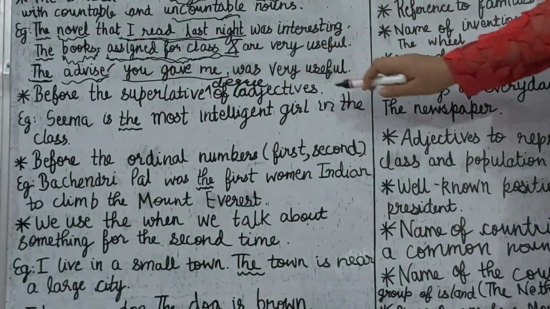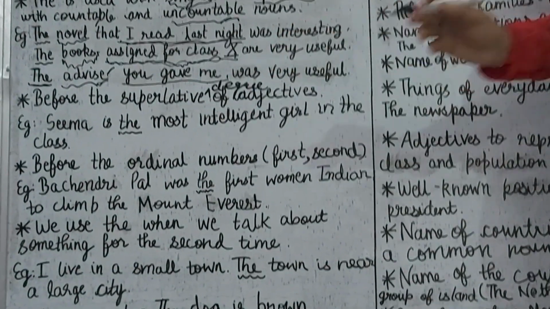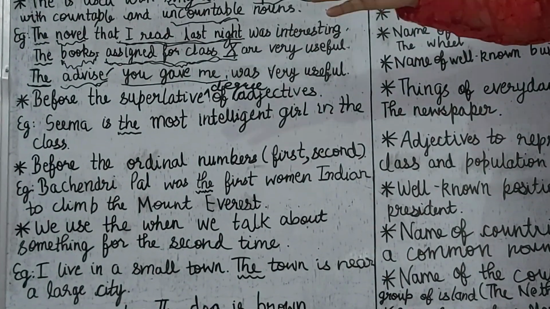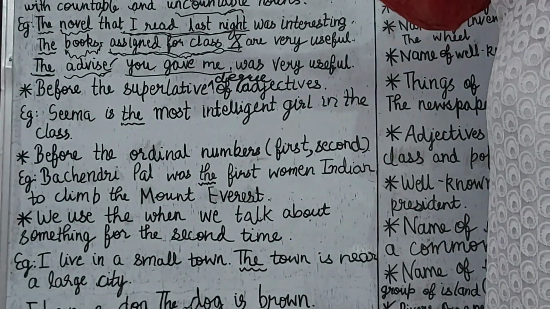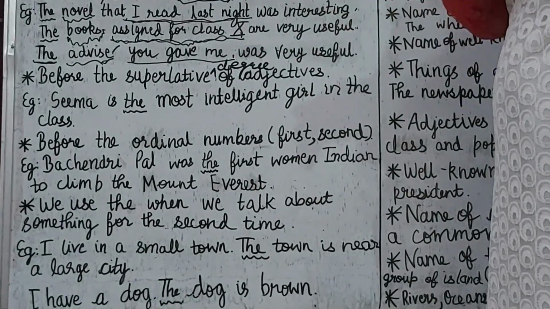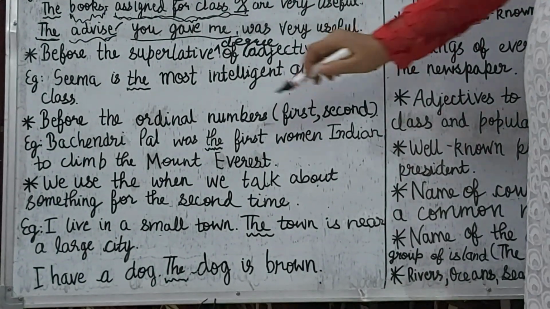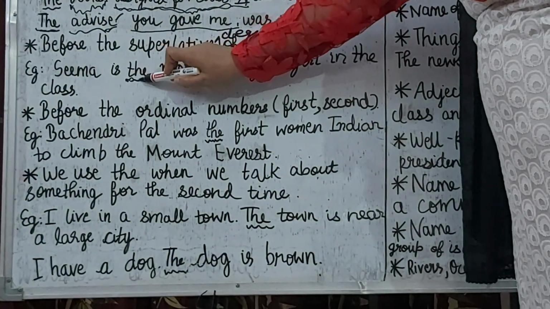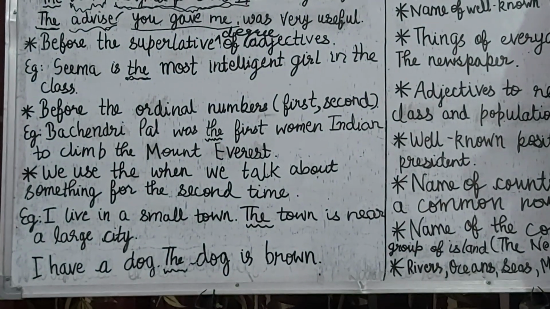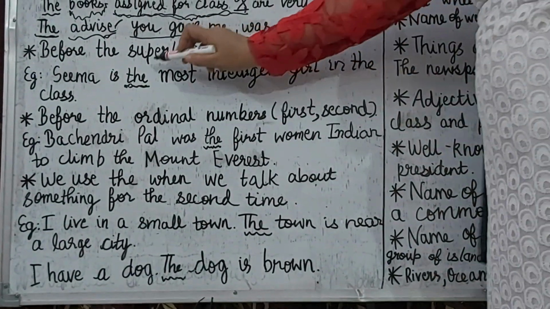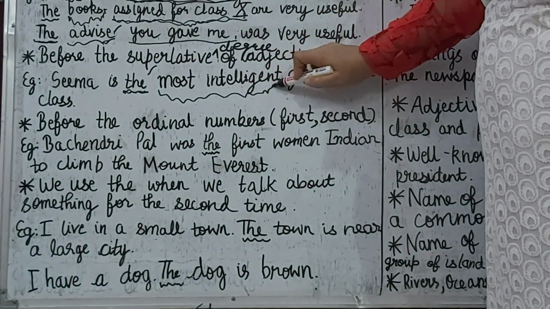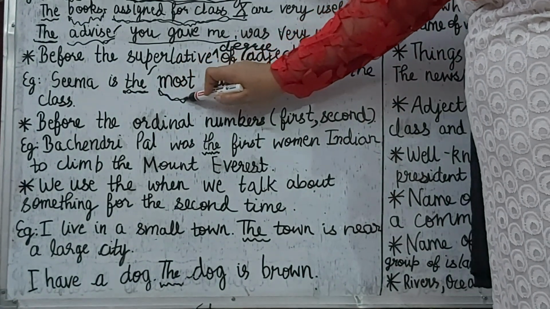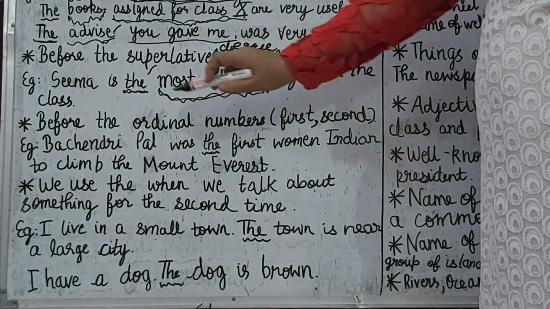Seema is the most intelligent girl in the class. Like tall, taller, tallest. Intelligent, more intelligent, most intelligent. We have degrees of adjective. So with the superlative degree of adjective, we always use the definite article. So it is very easy to understand that here we are talking about the superlative degree of adjective.